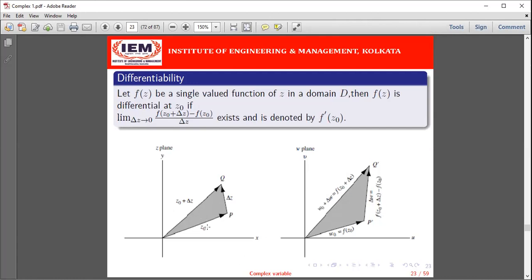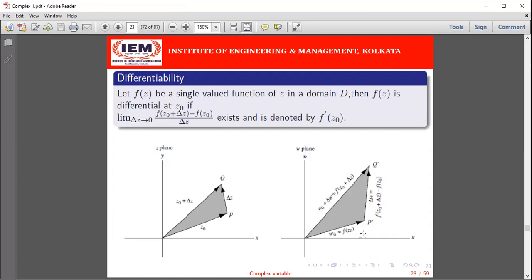In the w-Argand plane, P dash is the image of P. That means z0 will be mapped to f of z0, which is denoted as w0. Similarly, z0 plus del z will also be mapped. That means the point Q will be mapped to a certain point Q prime. So Q prime is the image of z0 plus del z, by virtue of the function f(z). That's why the coordinate of Q prime will be denoted as f of z0 plus del z.